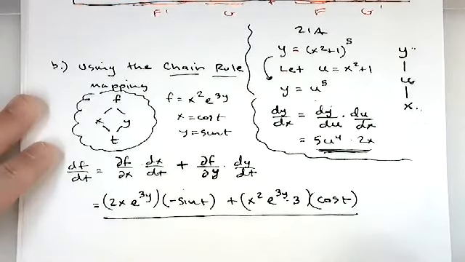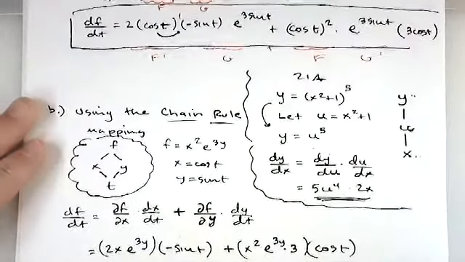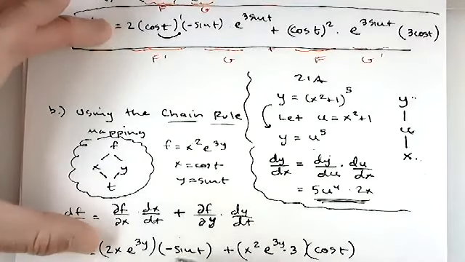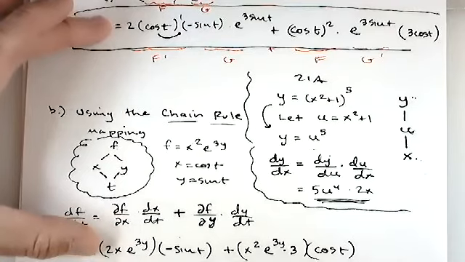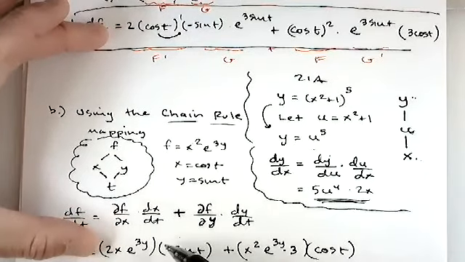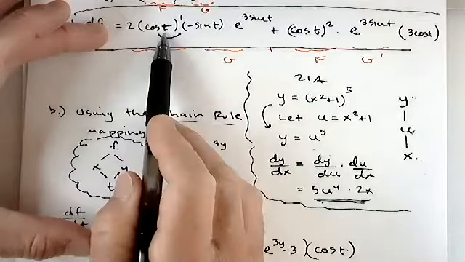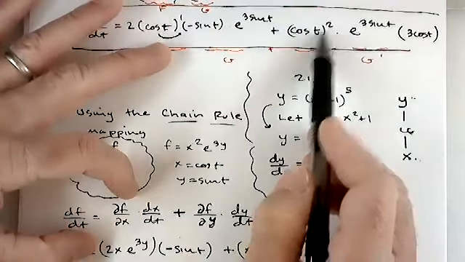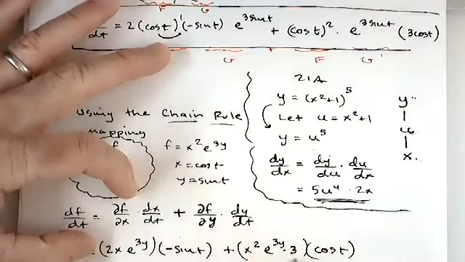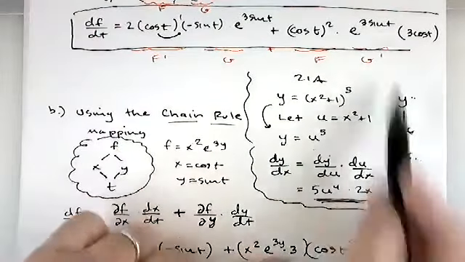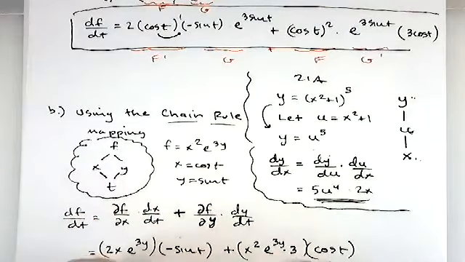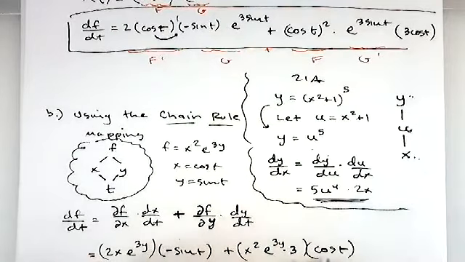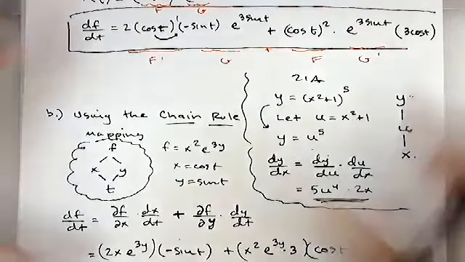And then the idea is, if you compare what we have right here with the way we did it the first way, hopefully you can see they're the same answer, right? 2x, there's my e to the 3y, there's my negative sine t. Here's my x squared e to the 3y right there, times 3. And then there's my cosine t right there. So everybody see, they are identical.